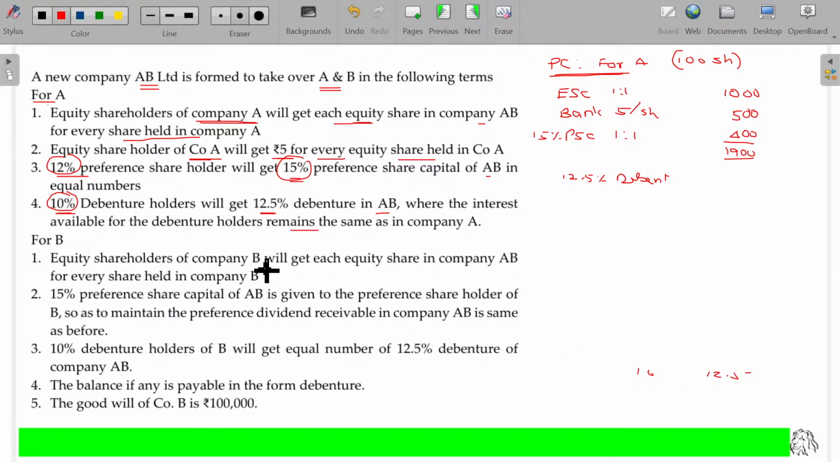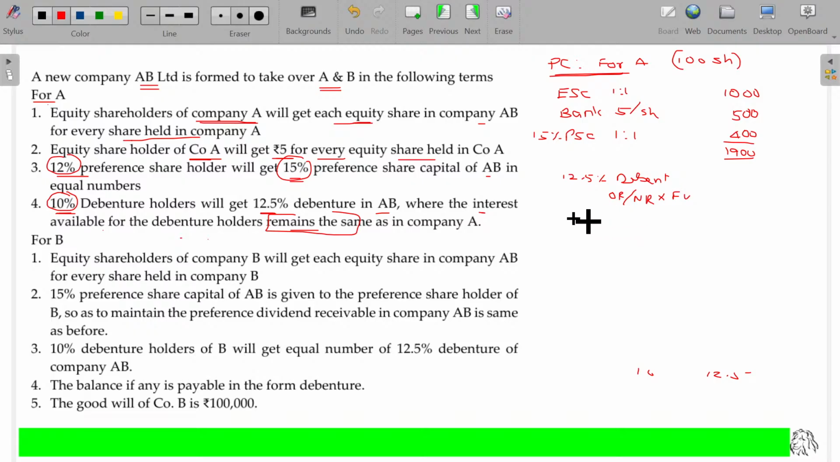But what the statement says here is that the interest available for the debenture holders remains the same. Earlier also you got the same 10 rupees. Now also you get the same 10 rupees despite the increase in the rate of debenture interest. It means they are going to reduce the debenture's face value. It's very simple. This way you can calculate: old rate by new rate, into the existing debenture value.